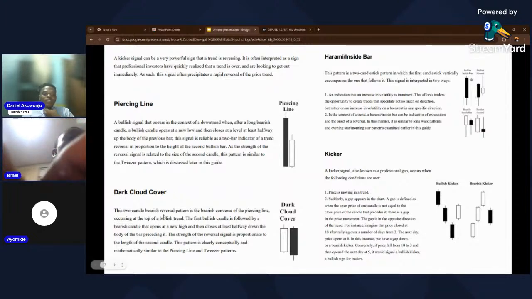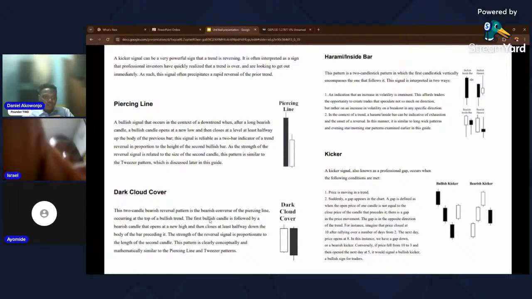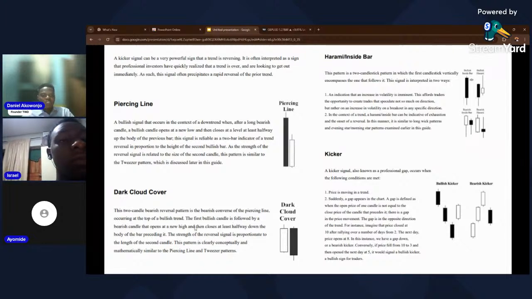This candlestick bearish reversal pattern is a bearish converse of the piercing line, occurring at the top of a bullish trend. The first bullish candle is followed by a bearish candle that occurs at a new high, right? And then closes at least halfway down the body of the bar. So it's just like the opposite of the piercing line.